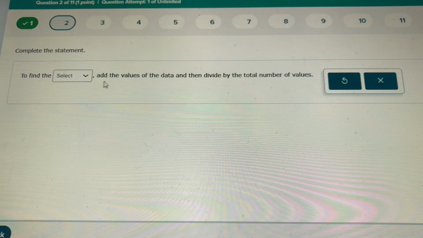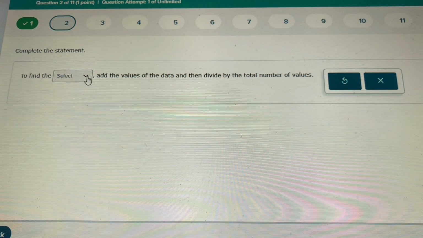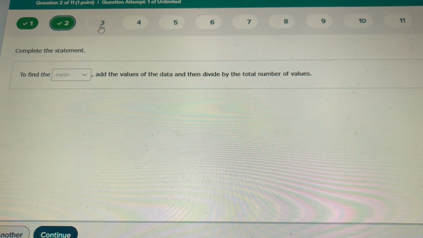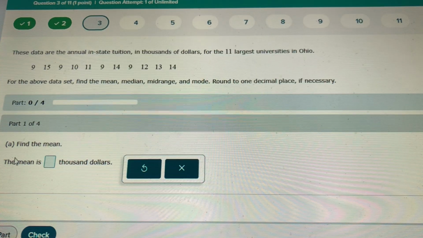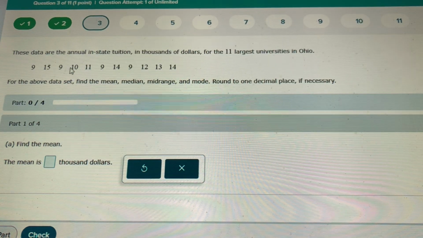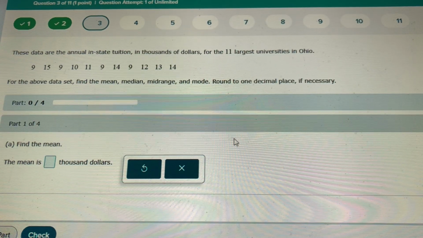To find the blank, add the values of the data and divide by the total number of values. That's the mean. Okay, see part 1 of 4, I'm guessing they're going to go through the mean, the median, the mode, and the mid-range here. So we have 1, 2, 3, 4, 5, 6, 7, 8, 9, 10. There's 11 numbers here. It even says for the 11 largest universities.